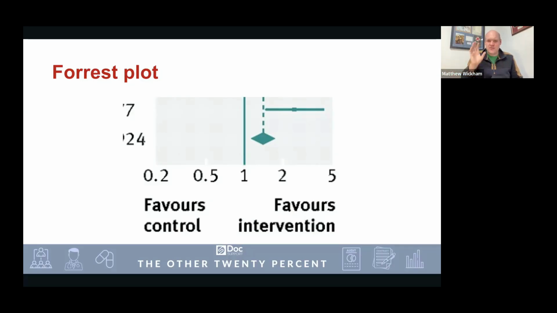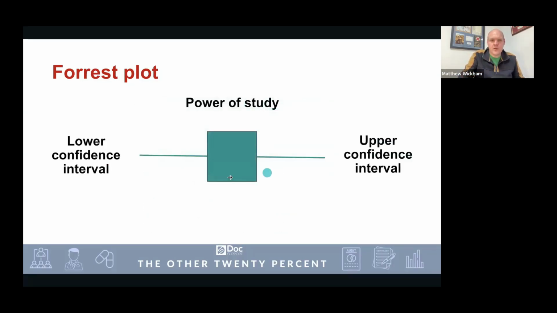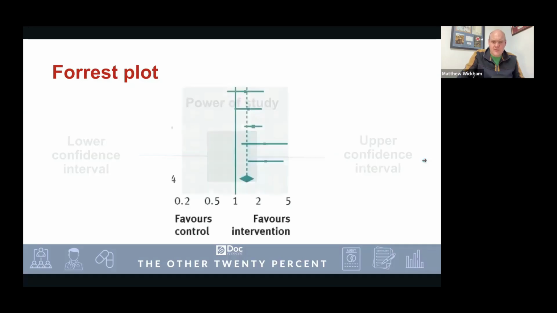But just for the sake of it, if you're struggling with this, just remember the bigger the box, the larger the number of people, and you're not going to go too far wrong. So again, you've got here the line representing the lower and the upper confidence interval. And as you can see here, we start to add more studies and we apply the same thing.